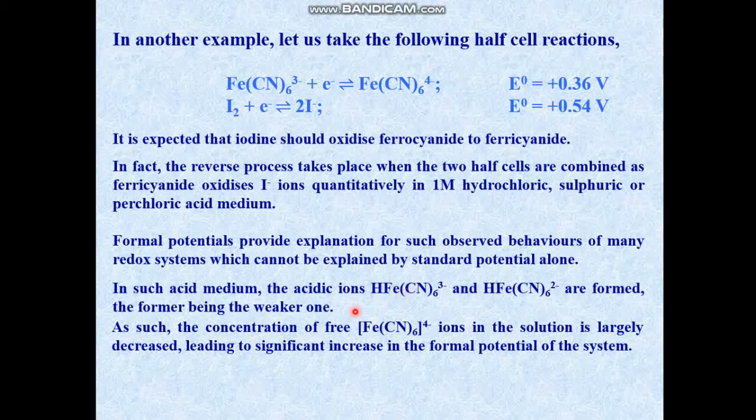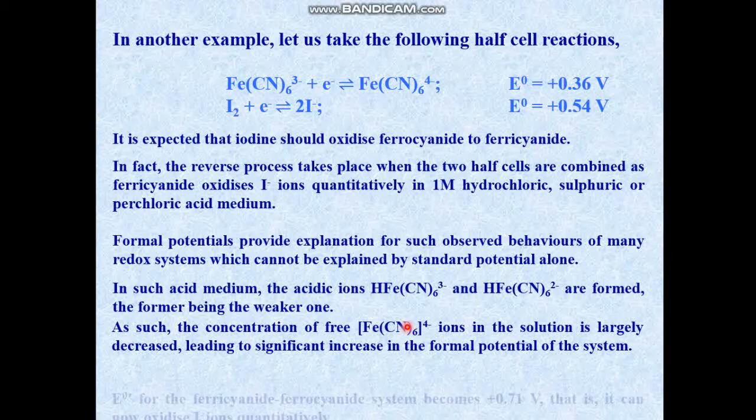That means as such the concentration of the free Fe(CN)6 4- ions in the solution is largely decreased. Why is it decreasing to a large extent? Because it is largely getting protonated due to its strong basic behavior, due to its softness. It is easily getting protonated. So this ferrocyanide ion in reality is present in the solution in a very low concentration.